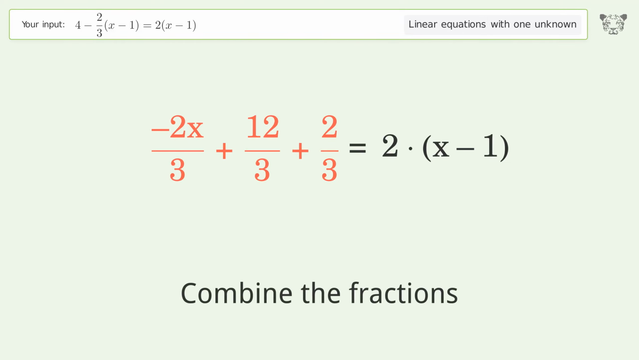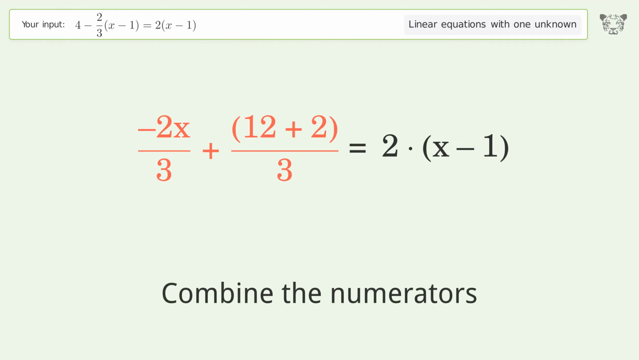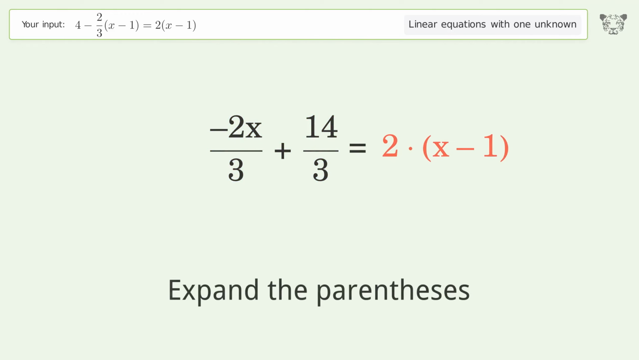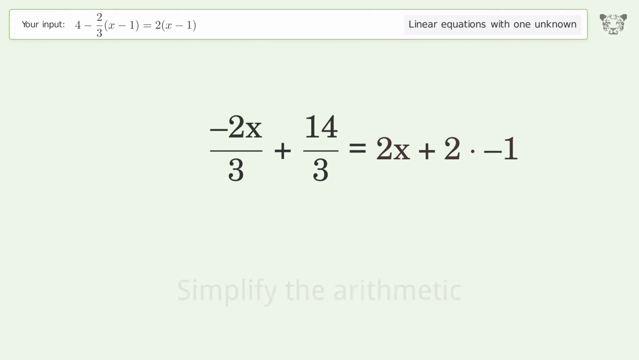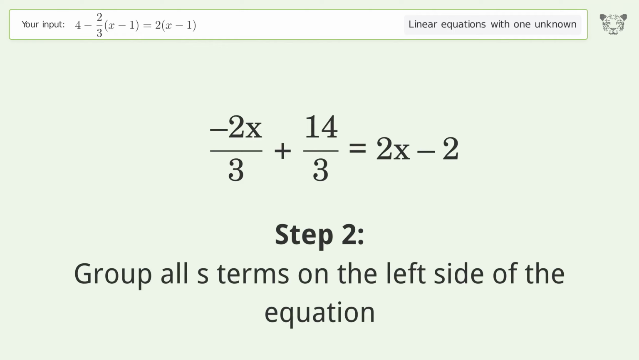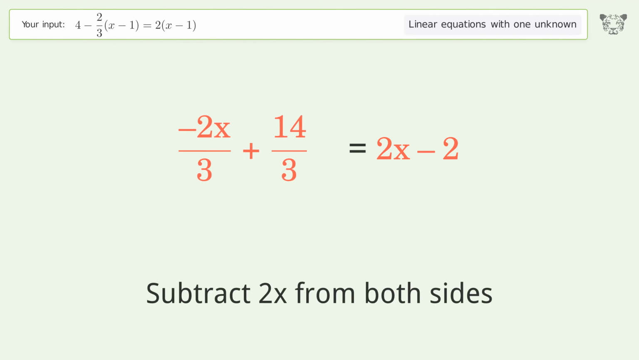Combine the fractions. Combine the numerators. Expand the parentheses. Simplify the arithmetic. Group all x terms on the left side of the equation. Subtract 2x from both sides.